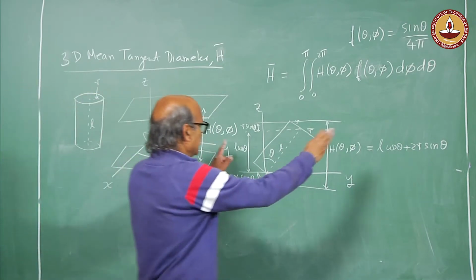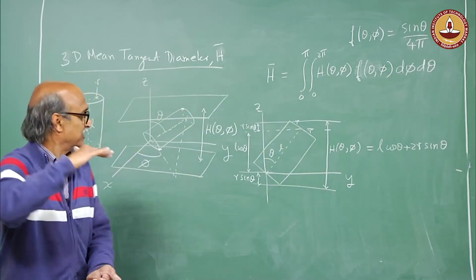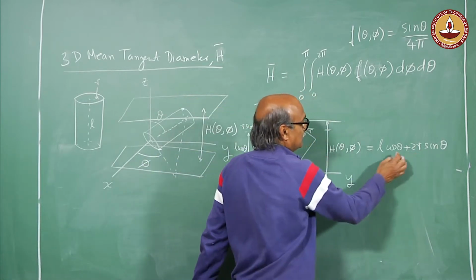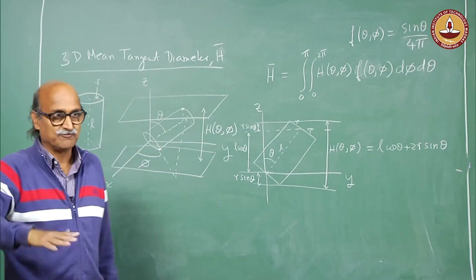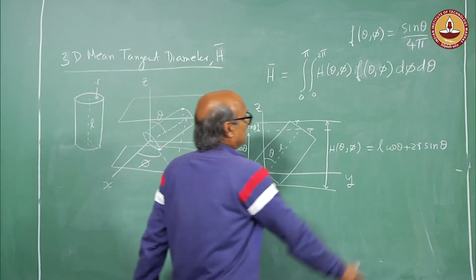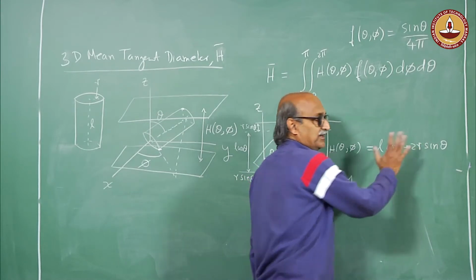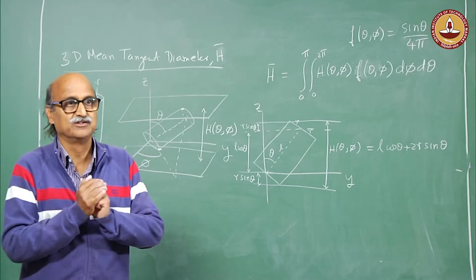We can confirm this. We had said that when theta is 0, the tangent diameter should be L. So, if I put theta as 0, this term goes to 0, this goes to 1, h theta phi is L. If I put theta as pi by 2, this term goes to 0, this sin theta goes to 1, the tangent diameter is 2r, the diameter of the cylinder.